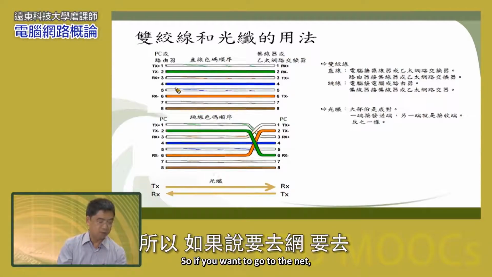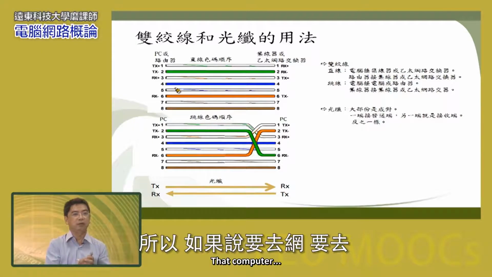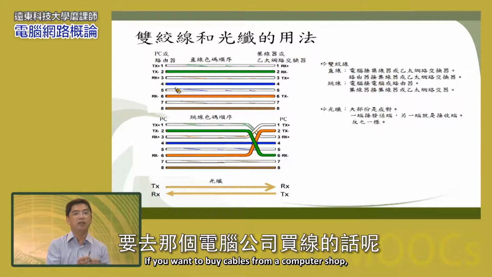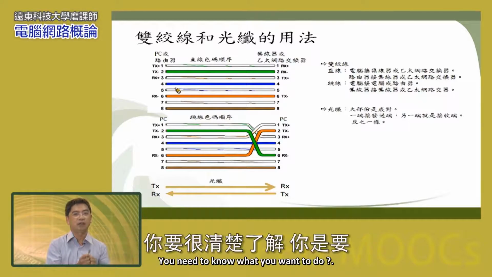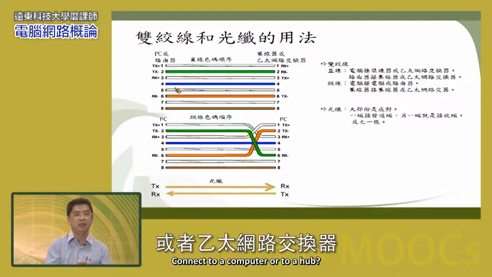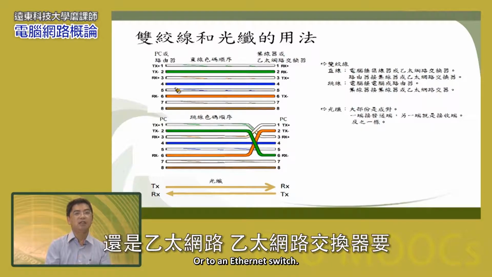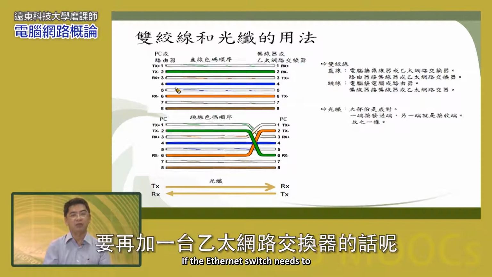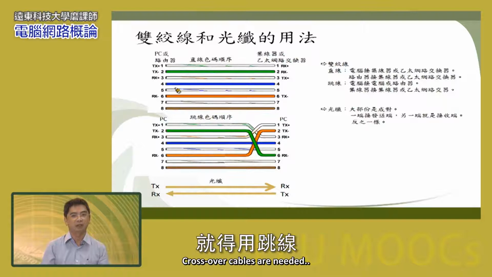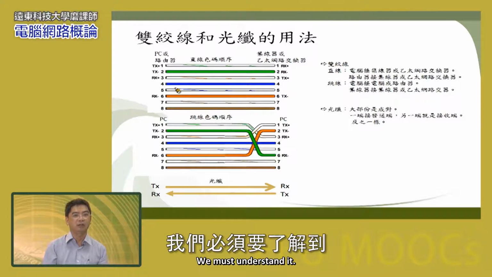So if you want to buy cables from a computer shop, you need to know what you want to do. Connect to a computer or to a hub, or to an Ethernet switch. If the Ethernet switch needs to connect to an Ethernet switch, crossover cables are needed. We must understand it.